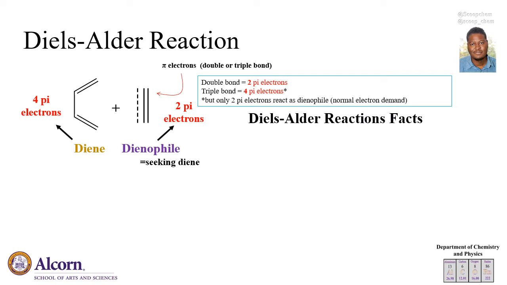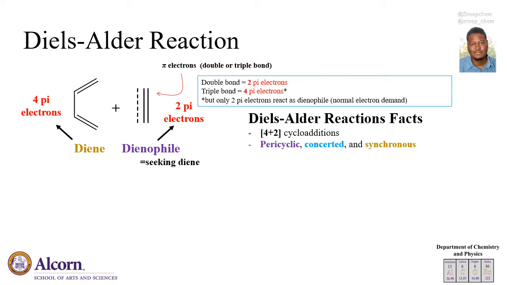So let's cover some facts of Diels Alders. They're known as a 4+2 cycloaddition. So when the diene and the dienophile react, they form a cycloalkene, and the ring that we get out is a 6-member ring. Conveniently, 4 plus 2 gives 6. So Diels Alder reactions are known for preparing 6-member rings.